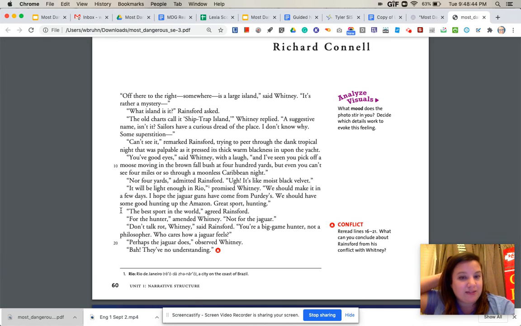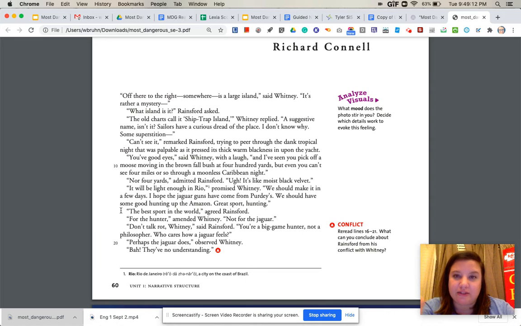And Rainsford really doesn't want to hear this, right? He says, don't talk rot. So he's saying you're being ridiculous. You're a big game hunter, not a philosopher, so who cares how a Jaguar feels? And Whitney says, well, maybe a Jaguar cares, right? A Jaguar probably cares that they're getting hunted and being scared and having to fight for their lives. And Rainsford says, no, they have no understanding. So he basically means Jaguars don't understand what's happening to them. They don't have any feelings.